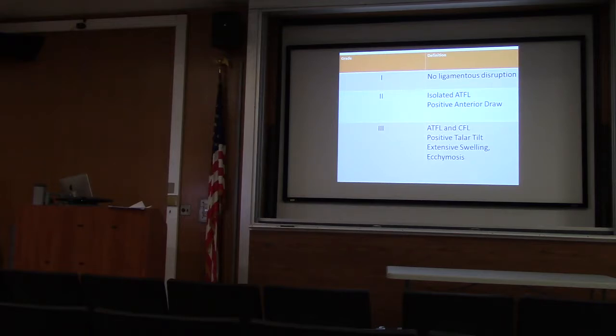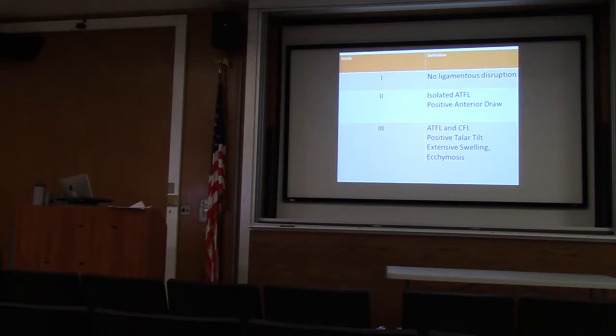Grade 1, I'm sure you've all had. Again, it's the most common lower extremity injury. I'm sure we've all sprained our ankle. We've walked off the curb, twisted our ankle. Most of the time, nothing happens. You get maybe a little bit of swelling, but you're weight bearing. This is a grade 1 sprain. There's no ligamentous disruption at all.